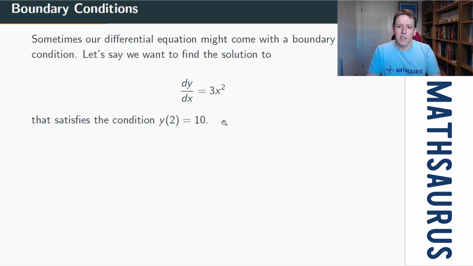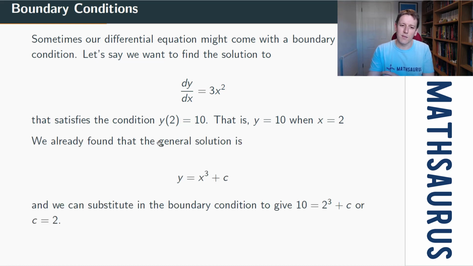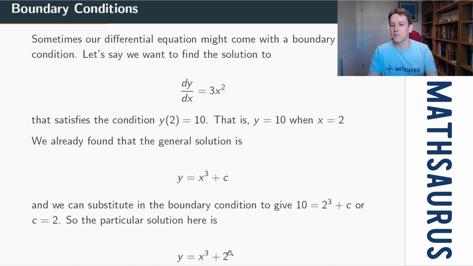Sometimes this differential equation comes with a boundary condition. So same differential equation here, but this time we're going to say y of 2 is equal to 10. That just means that when x equals 2, y equals 10. So we get the same solution in general as before, y equals x cubed plus c, and now we substitute in the boundary condition, x equals 2 when y equals 10, and we find that c equals 2. So the particular solution there is just y equals x cubed plus 2. Okay, so an easy one to start with, but it really sets the tone to understand the harder stuff.